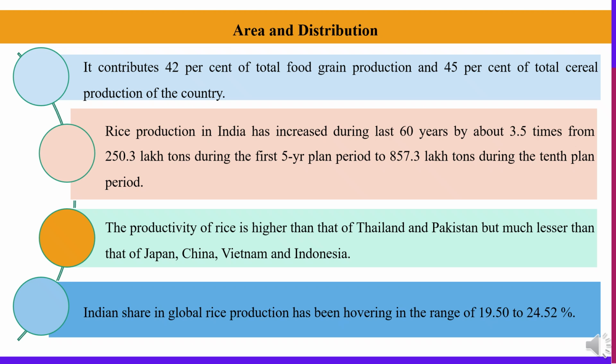While the productivity of rice in India is higher than that of Thailand and Pakistan, it remains significantly lower than that of Japan, China, Vietnam, and Indonesia. India's share in global rice production has consistently ranged between 19.5% and 24.52%.